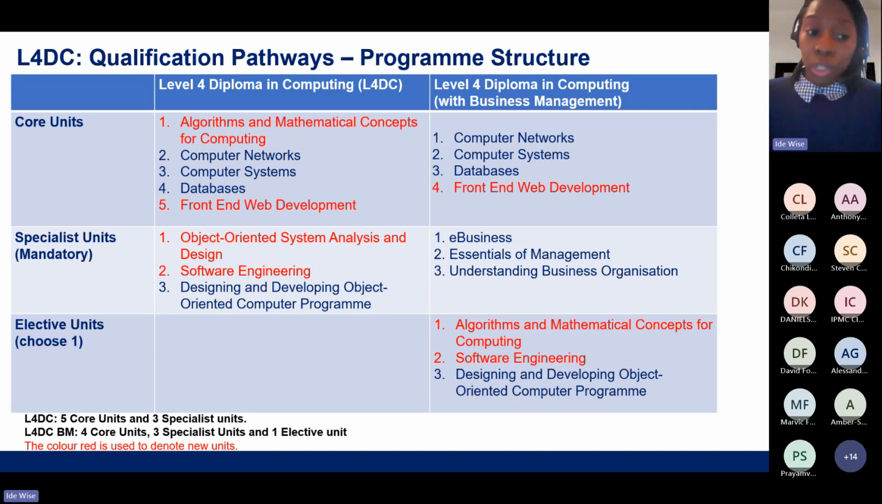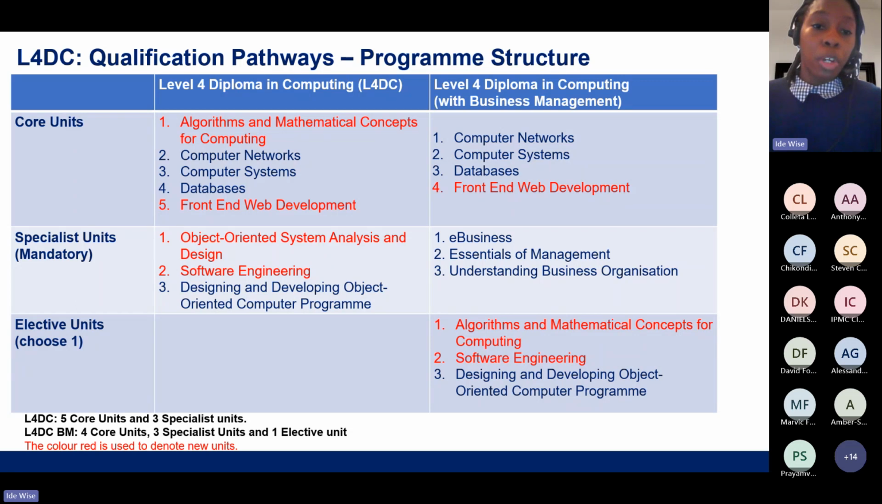5 for the level 4 diploma in computing, 5 of those are core units, and then 3 of them are specialist units. So a total of 8. So they have to do all 8. They don't get any choices in the level 4 diploma in computing.